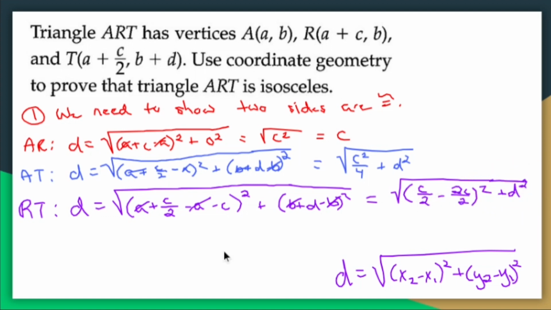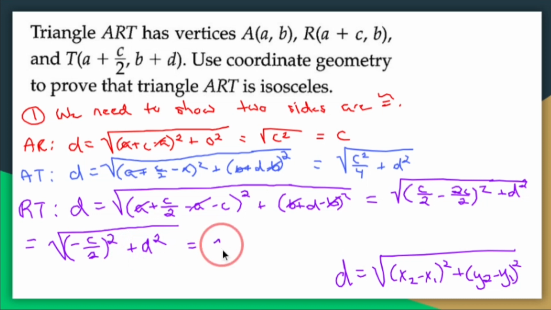Okay, now I can combine these fractions. C minus 2C is negative C. 2 over 2 stays 2. That lives inside of a parentheses, squared, and you're still plus D squared. Negative C over 2 times itself is C squared over 4, positive, plus D squared. If you're the praying type, you're saying right now, praise the Lord.